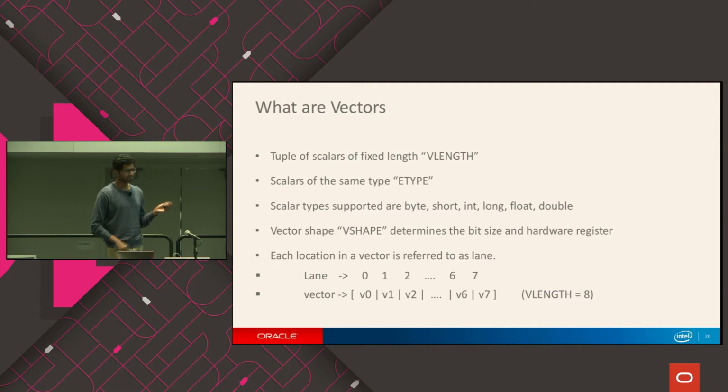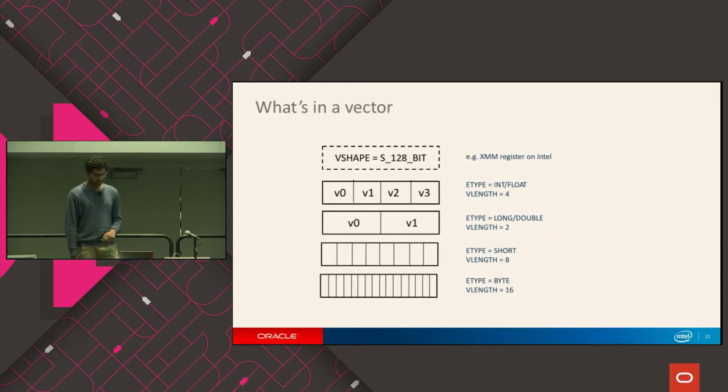Each location in the vector we refer to as a lane. So in this example, we have a vector of length 8. And so when we refer to the first element, the first scalar in the vector, we call it lane 0, and then lane 1, and so on. So what's inside a vector? As I said before, a vector of a particular shape, like in this case a 128-bit vector, gets mapped to a hardware register like XMM on Intel platforms. And depending on what kind of vector it is, it could pack 4 integers or 4 floating points, or it could pack 2 longs or 2 doubles. Similarly, it could pack 8 shorts.